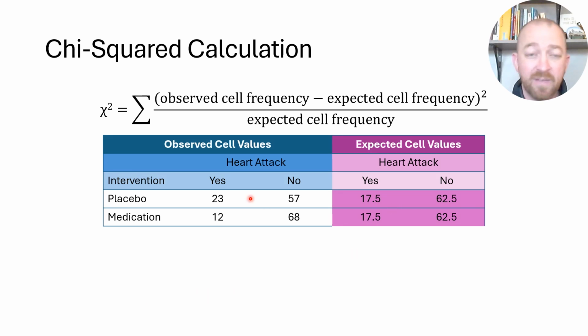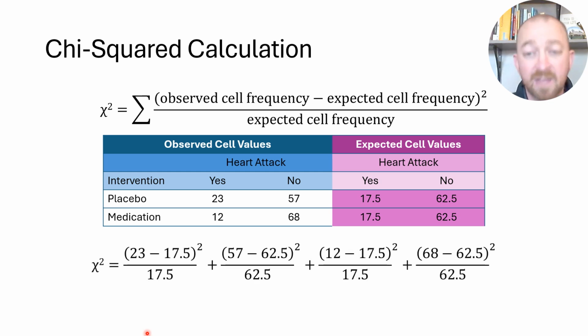Okay, so if I use all of these, of course, I'm just going to plug in the observed cell frequency for cell A, which was the placebo group with a yes heart attack, and then subtract the expected cell frequency for cell A, which was the placebo group with a yes heart attack, 17.5, okay? And then I'm going to do the same thing for all of the other cells. Of course, the way that we do that is like this. You can plug all of those values in and you'll see here.